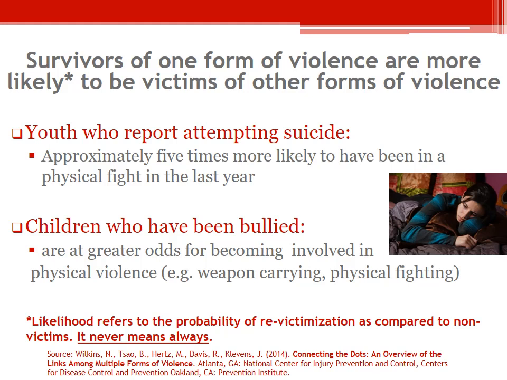With youth who report attempting suicide, it's been found that they're approximately 5 times more likely to have been in a physical fight in the last year. There's a very strong correlation between physical altercations and the beginnings of suicidal ideation. Children who have been bullied are at greater odds of becoming involved in physical violence, such as carrying a weapon or being engaged in physical fights with their peers.